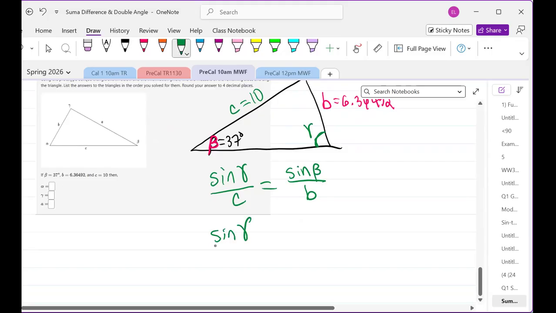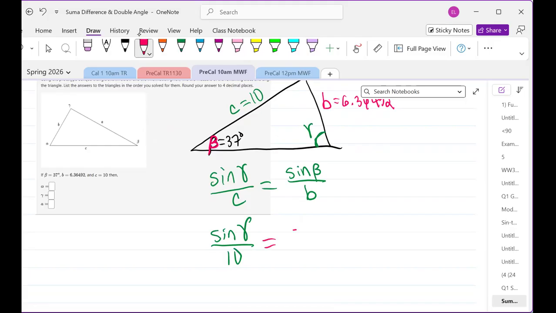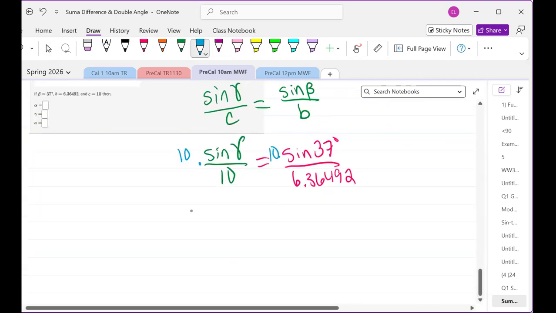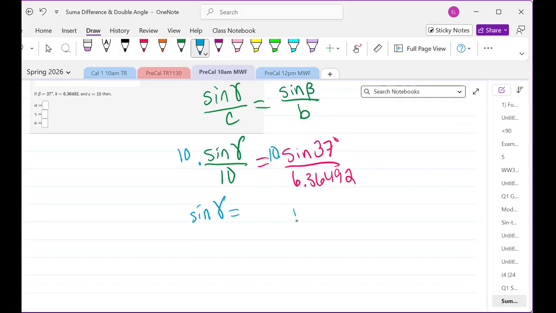So I don't know gamma, but I know C is 10. And then it's the sine of 37 degrees. And side B is 6.36492. So now I would multiply by 10 on both sides. So I have sine of gamma equals, leave a space, 10 sine 37 over blah, blah, blah.